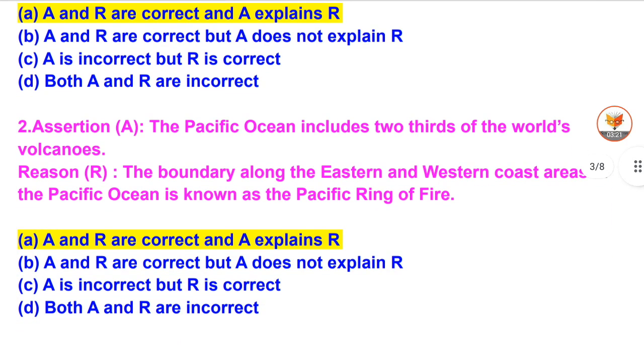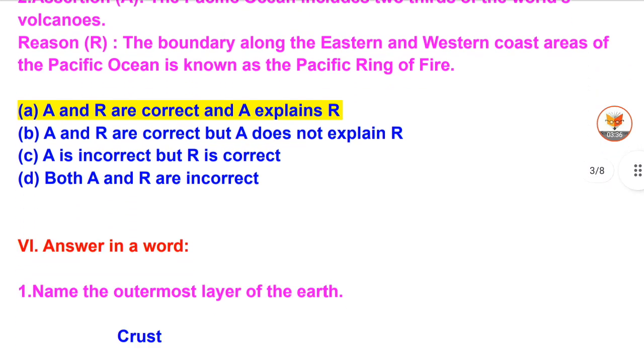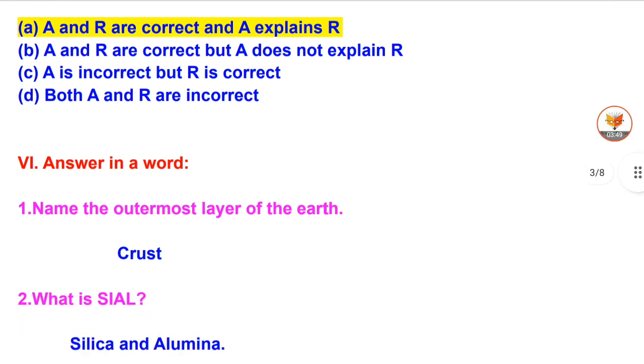2. Assertion A: The Pacific Ocean includes two-thirds of the world's volcanoes. Reason R: The boundary along the eastern and western coastal areas of the Pacific Ocean is known as the Pacific Ring of Fire. A. A and R are correct and A explains R. B. A and R are correct but A does not explain R. C. A is incorrect but R is correct. D. Both A and R are incorrect.